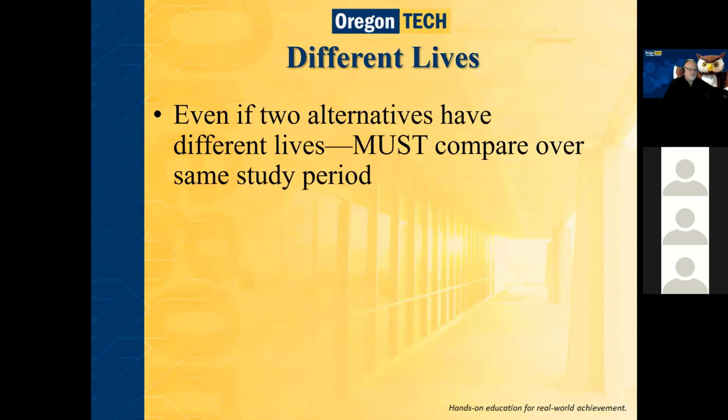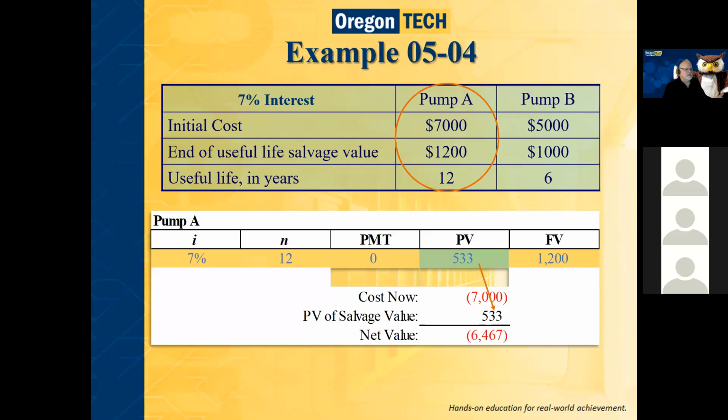So what happens when you have two projects you're trying to evaluate, and they don't cover the same time periods? There are different techniques you can use. So here's the example they've got. Pump A and Pump B. One has a 12-year life, one has a 6-year life. What do we do?